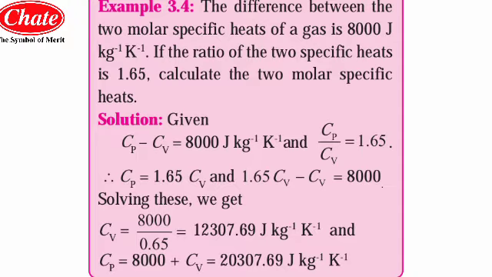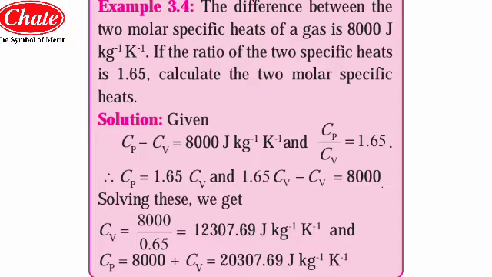So mathematically we can represent it. And next they have said, if the ratio of two specific heats is 1.65, calculate the two molar specific heats. It means they have given the ratio between the two molar specific heats, that is Cp upon Cv is equal to 1.65. So in this way you can write it mathematically. So these are the two cases they have given.